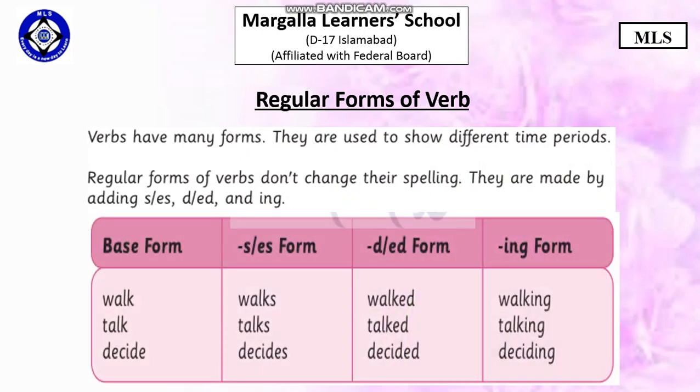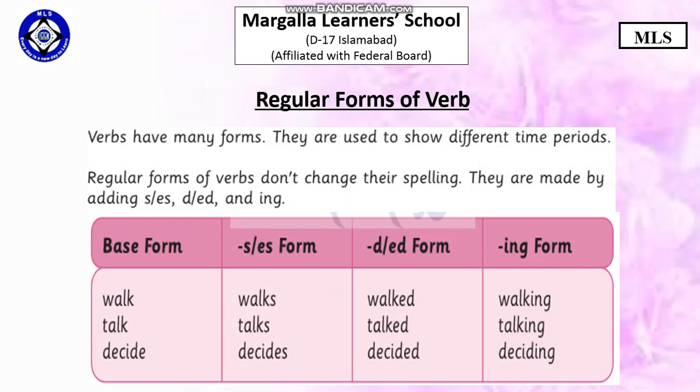The first one is a base form or root form, which is the form of a verb we can find in a dictionary. For example, walk, talk, and decide. The next is the s or es form. It is used in the simple present tense. For example, walks, talks, and decides.